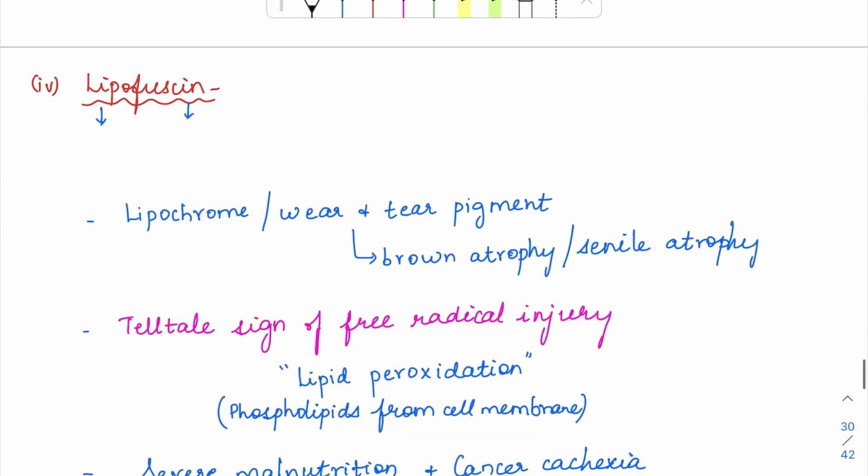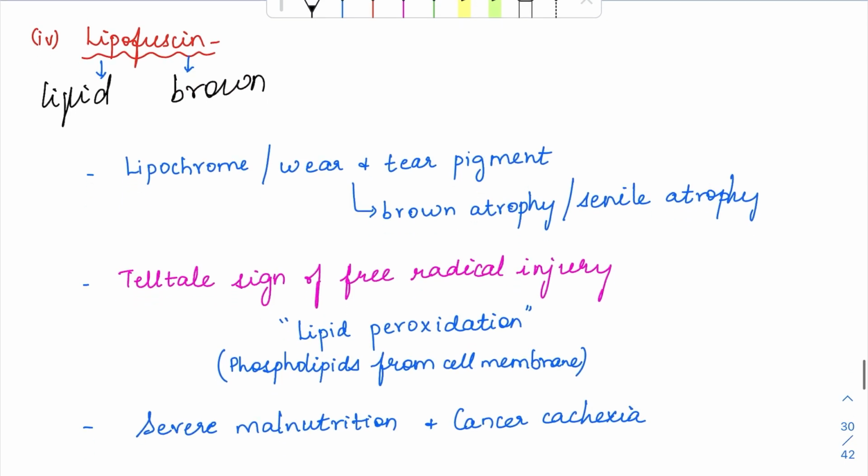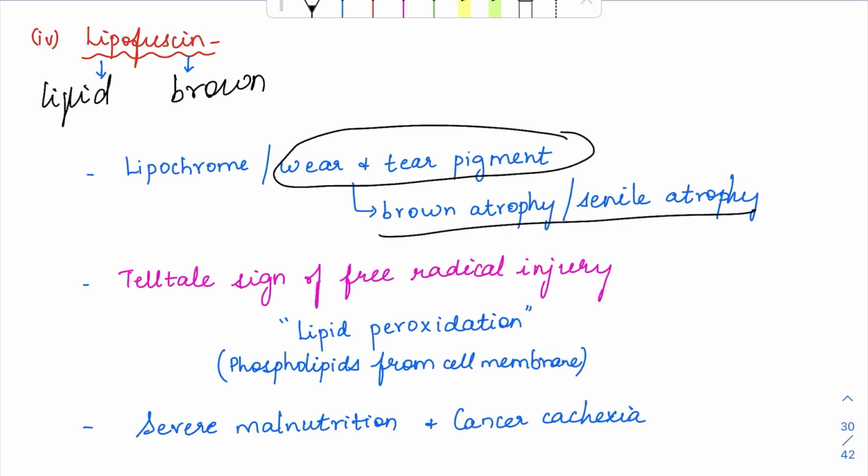Now the next pigment will be lipofuscin. As the name suggests, lipo means lipid, and fuscus means brown color. Okay, so it is going to be a brown colored pigment. It is also called lipochrome or a wear and tear pigment, which can be present in senile atrophy or brown atrophy.